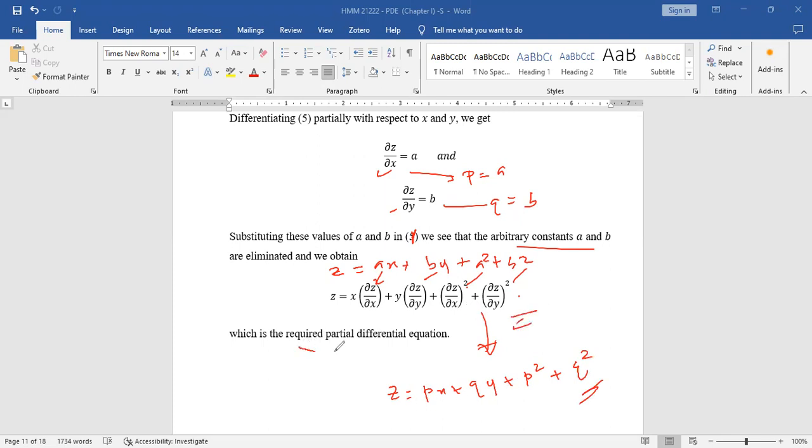So this is our actual partial differentiation. See, within two lines we get the answer. So there are situations like that. This is a kind of situation where we have the same number of independent variables and the same number of arbitrary constants, so you don't need to worry about anything.